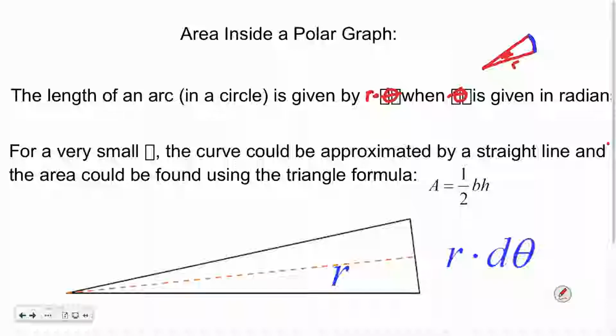So for a very small theta, the curve could be approximated by a straight line, and the area could be found by 1/2 base times height. If we make it small enough, it's going to look like a triangle. At what point is it considered very small? We're used to radians, so very, very small. Kind of like when we make slices that are infinitely small. d theta would be infinitely small.